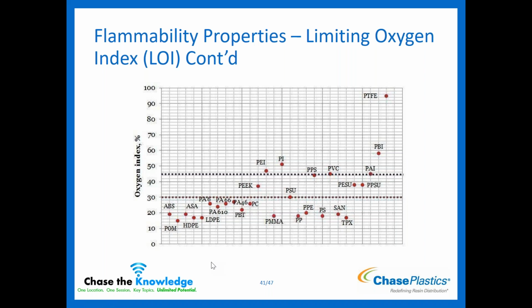So just note that we have in the past maybe been asked for an FR POM. They don't exist. The best you're going to be able to do is about an HB rating, which we'll get into the ratings a little bit later. But just note these ones down here that need very little oxygen to continue to burn, they're more difficult to get them to self-extinguish and to meet FR requirements.